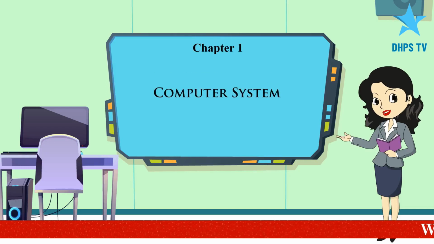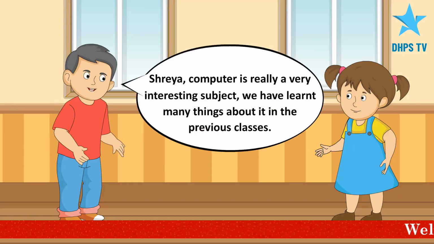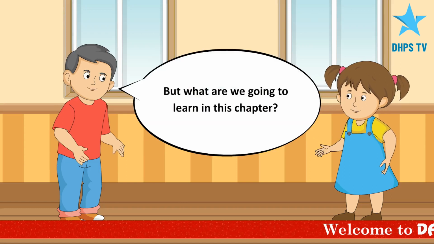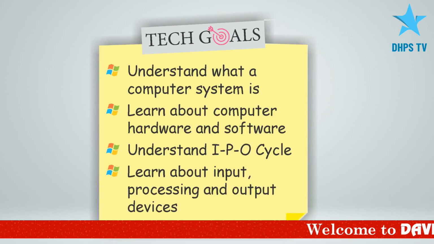Chapter 1, Computer System. Shreya, computer is really a very interesting subject. We have learned many things about it in the previous classes. Yes, you are right. But what are we going to learn in this chapter? Tech goals. Understand what a computer system is. Learn about computer hardware and software. Understand IPO cycle. Learn about input, processing and output devices.